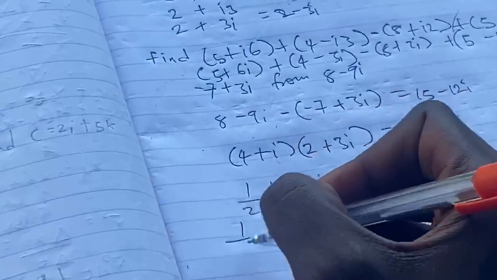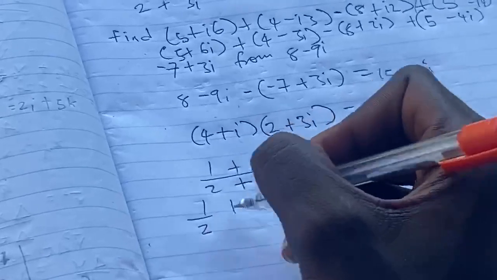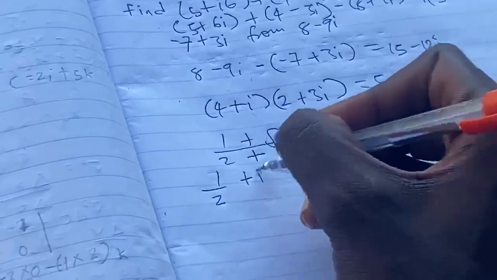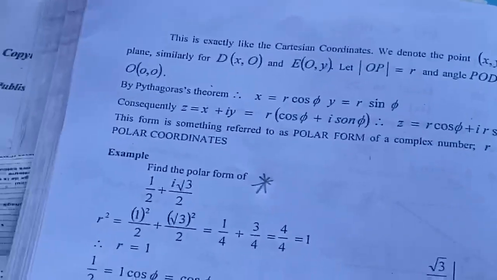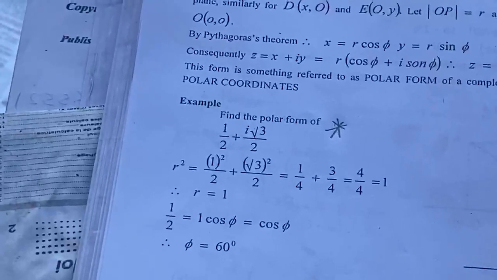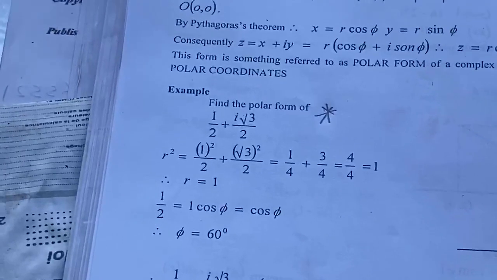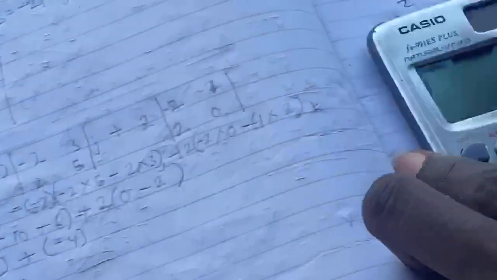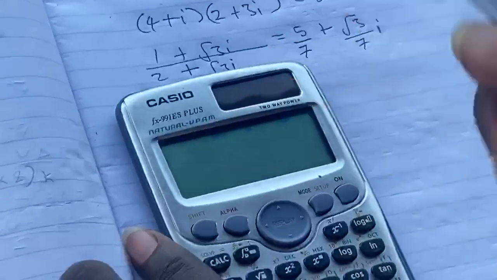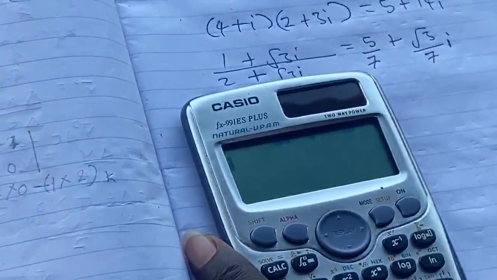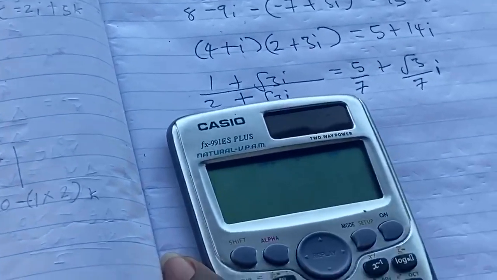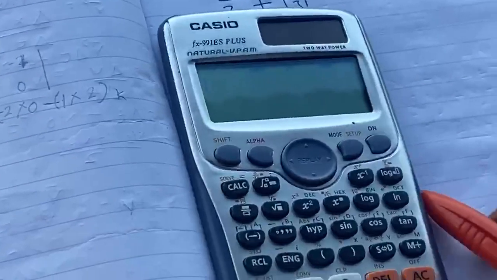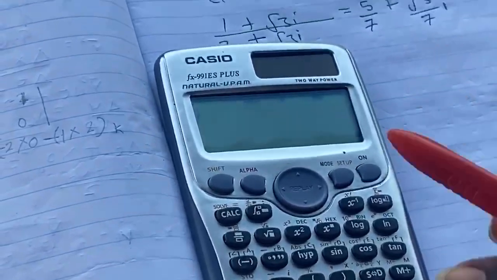Which was 1 over 2 plus i square root of 3 over 2. So I should put my answer down in polar form. Since they asked me to put my answer down in polar form, what I have to do is go and change my mode setup, which indicates how my answer will look.